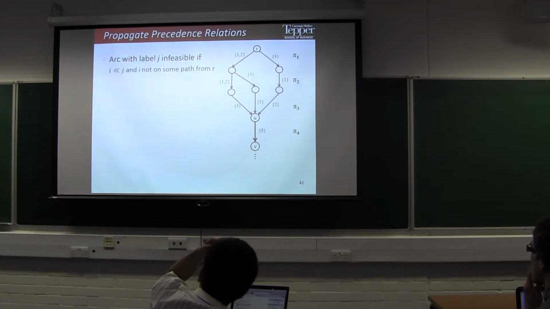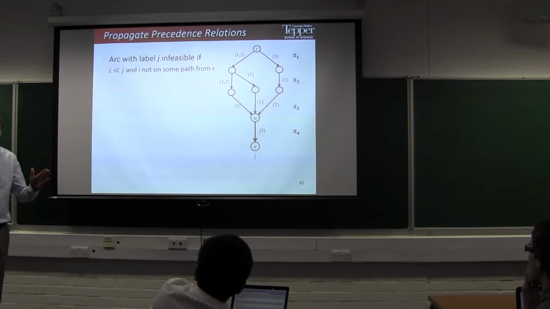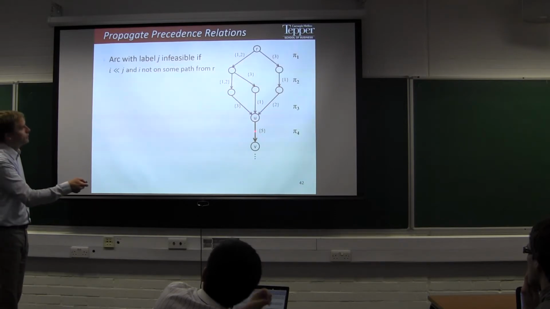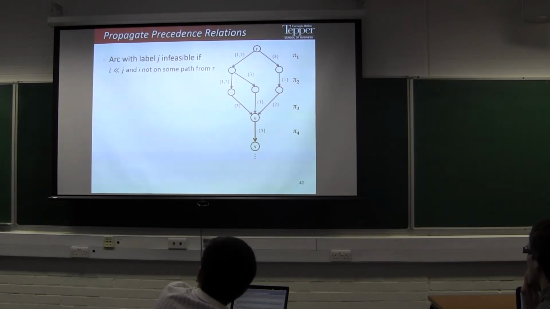Now the interesting thing comes with the precedence relations. As I told you before, these are the main drivers for standard domain propagation, together with the interval reductions. So I have a precedence constraint: i comes before j, and if I look at an arc with label j, for example this arc 5 here, it is infeasible if i comes before j and i is not on some path into that node. If I can never ever achieve, satisfy that constraint.